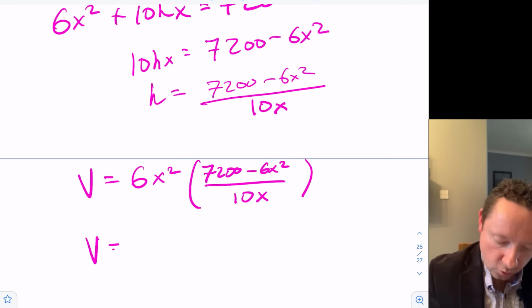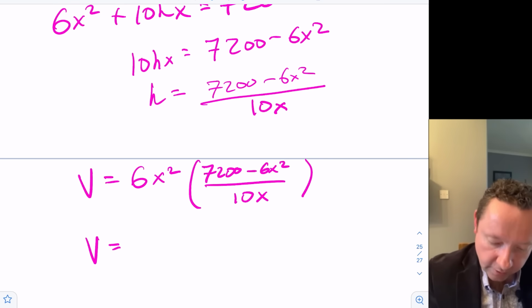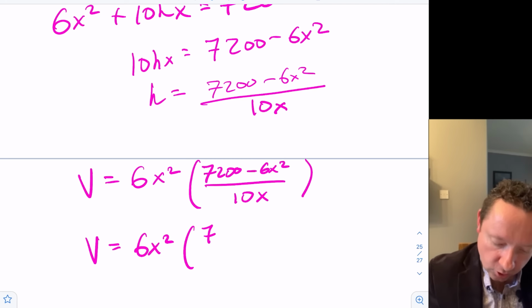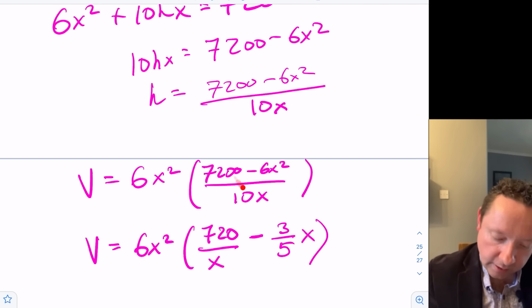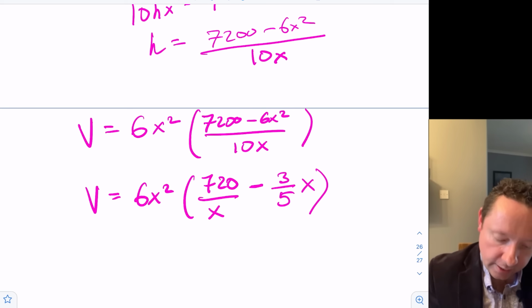So that means our volume equals, well, dividing through by 10 first, I think, we'll get 6x squared, 720 over x minus 3/5 of x. So what I've done there is divided this by 10, so it's still over x. And then dividing this by 2, you get 3/5. x squared over x is just x. So now I can expand the bracket.